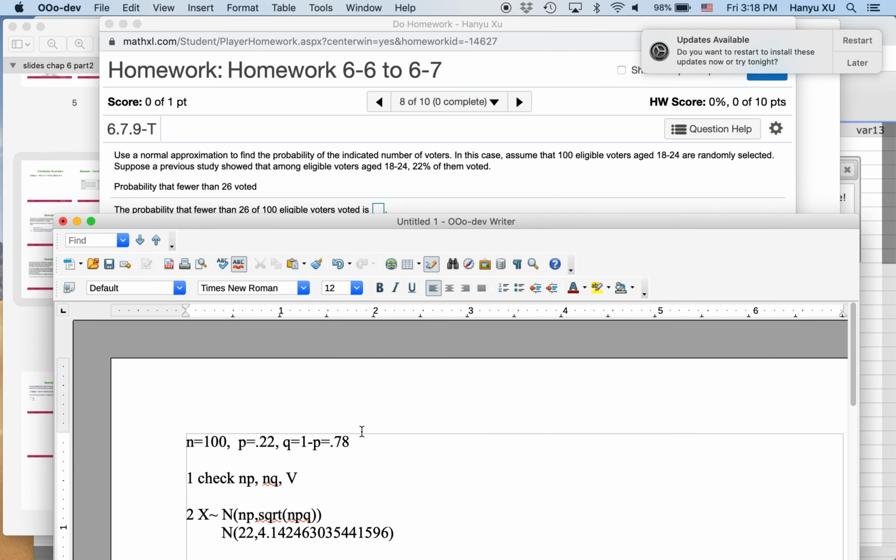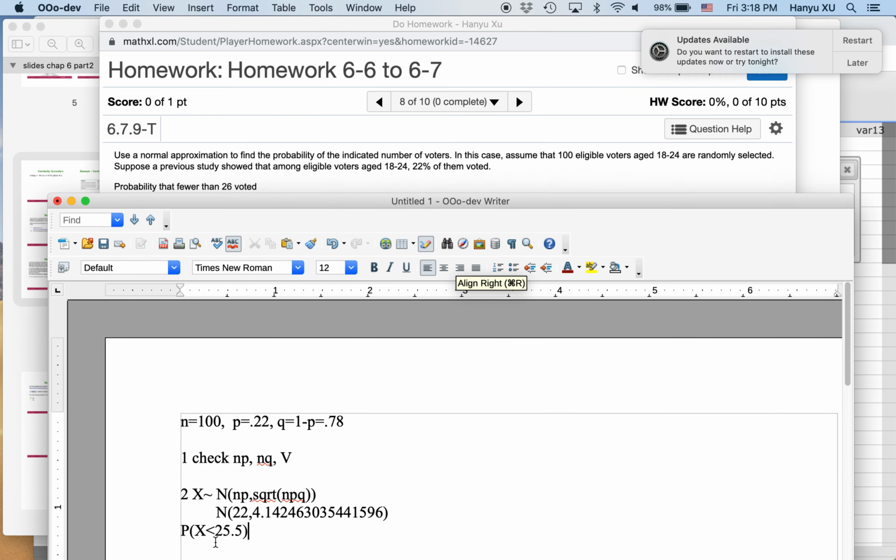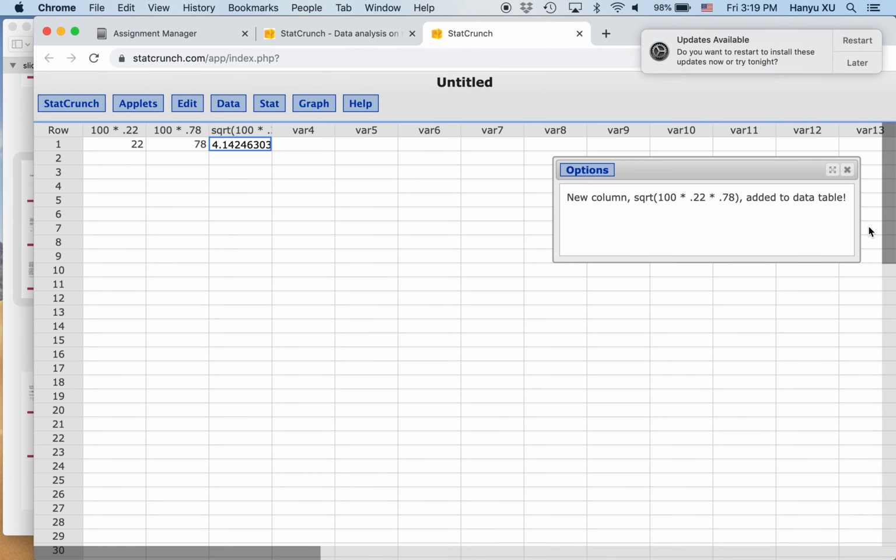So what they are asking is the probability of x smaller than 25.5. So you have everything. You have the normal distribution of x, and you want to calculate the probability of x smaller than 25.5. Now you are ready to go to StatCrunch.